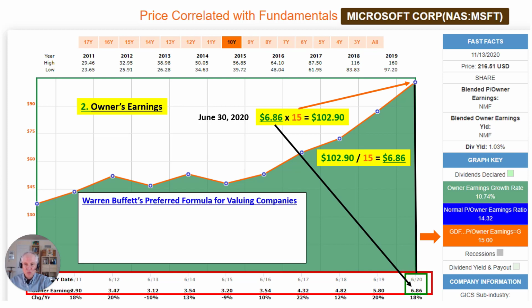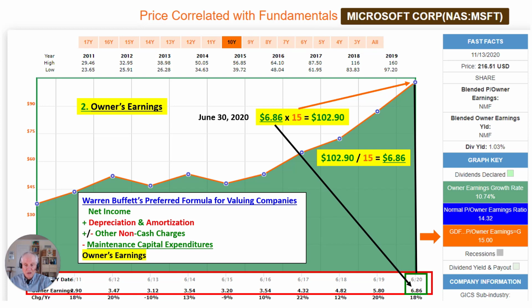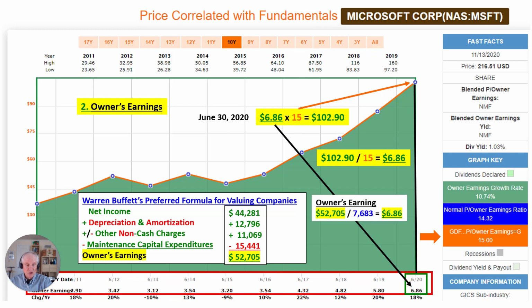So this is Warren's preferred formula for valuing companies. He takes the bottom line, adds back D&A, does the adjustments plus or minus for other non-cash charges, takes off maintenance for CapEx, and comes up with his owner's earnings. That's what we just saw. Divides that by diluted shares outstanding, 686.